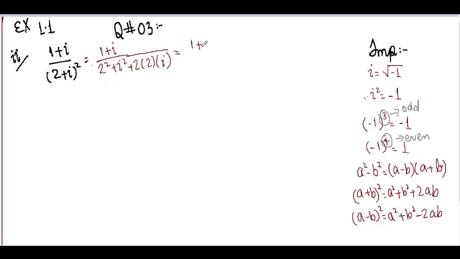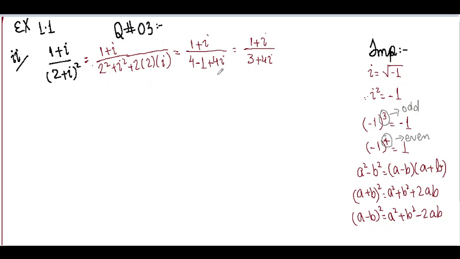Okay. 1 plus iota, whole divided by 2 square gives us 4 plus iota square. Iota square is minus 1, so we are going to write minus 1 over here. And then 2 into iota gives us 4 iota, equals 1 plus iota, whole divided by 4 minus 1 gives us 3 plus 4 iota.